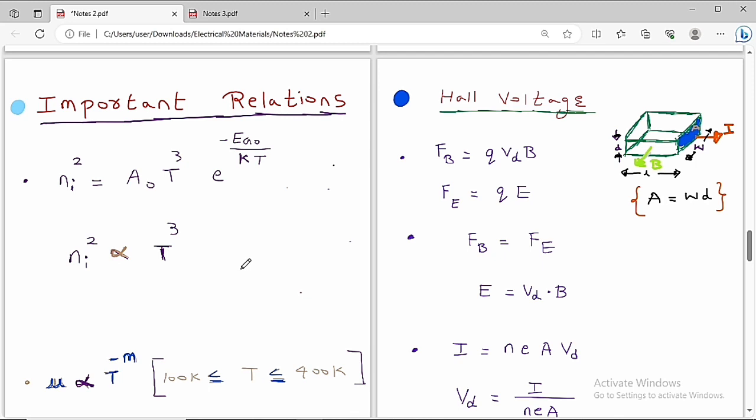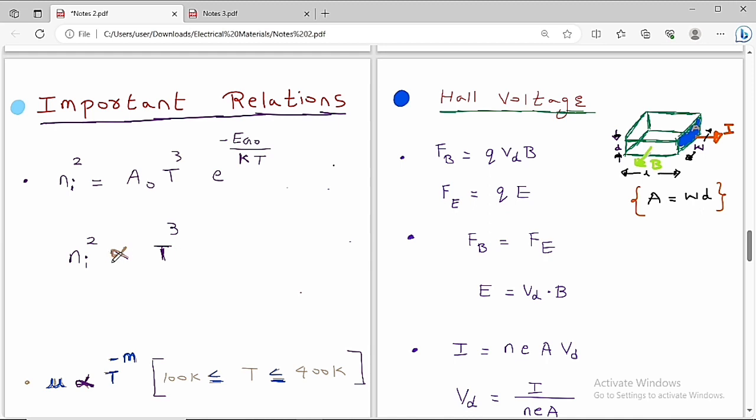Suppose you take a pure intrinsic semiconductor and you increase the temperature around it. Then, by default, the electrons present in the valence shell will move from the valence band to the conduction band. As the number of electrons in the conduction band increases, the same number of holes is created in the valence band. Therefore, the charge carriers are increasing. That is the reason that as temperature increases, n_i is also increasing.